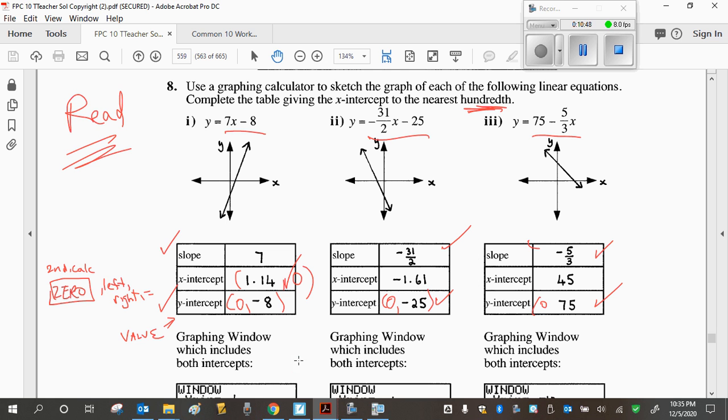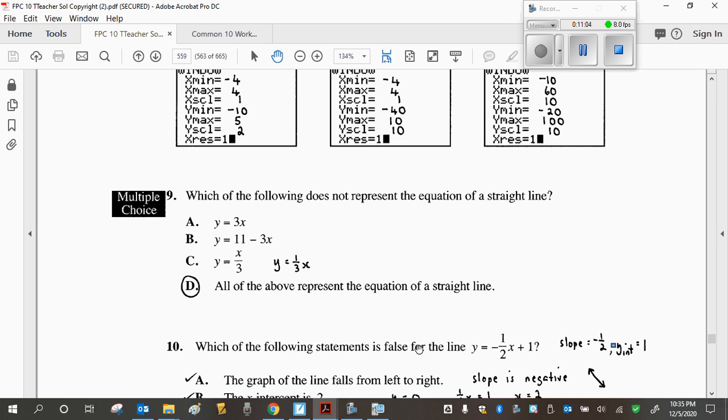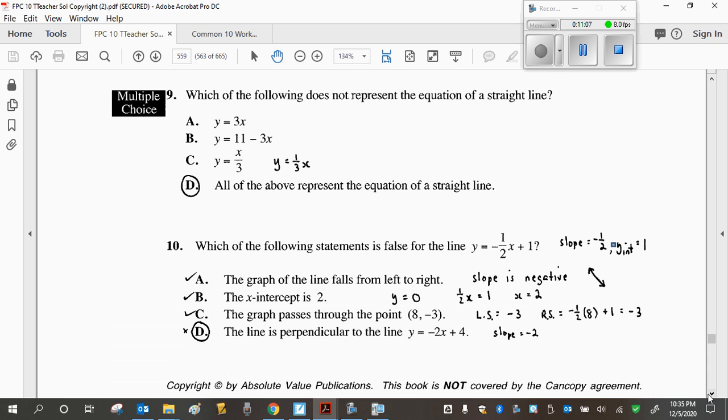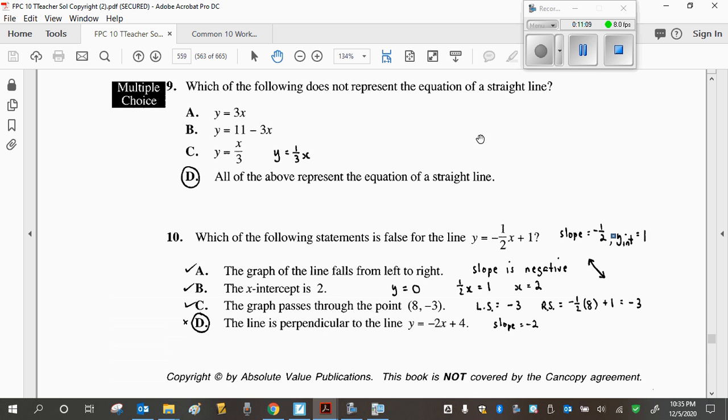And you can see -1.61 as an ordered pair. Answer key, lost marks. Niner, best number in the whole wide world. Which does not represent an equation of a straight line? They all do. If you put these in a graphing calculator, they are straight lines. That's an odd answer. Usually when you have an answer like this in multiple choice, that's not the answer, but it is in this case.